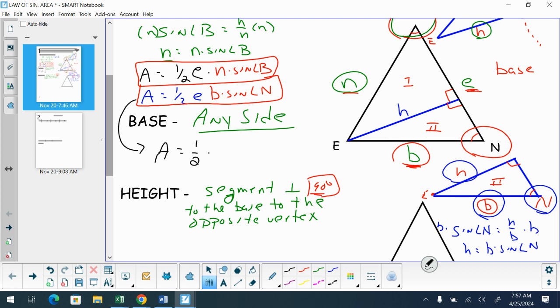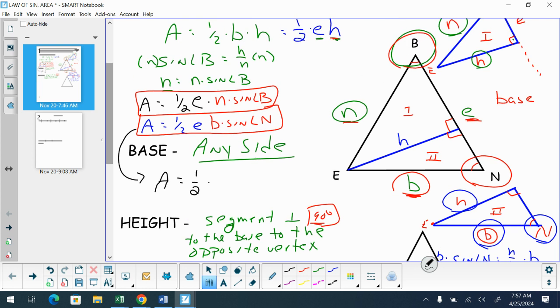what would be our third one? Well, when we had angle B, we multiplied N and E together. When we had angle N, we multiplied E and B together. Well, when we have angle E, which two sides do you think we need to multiply together? N and B. N and B? Why do you say N and B? You're correct.